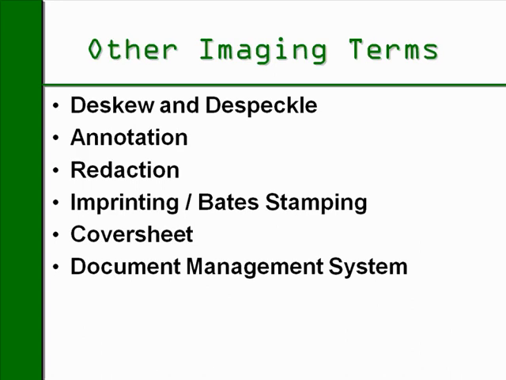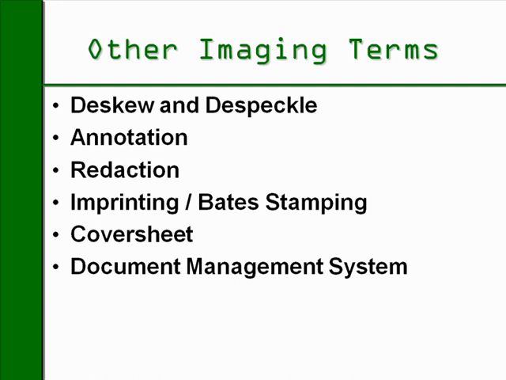Lastly, we'd just like to go through a few other imaging terms that will be used throughout the SimpleSoftware University. Deskew and despeckle are both image processing functions that clean up images from different problems that are commonly associated with scanning. Skew is when the page goes through the scanner just a little bit off center and there's a little bit of crookedness in the image. Deskewing will compensate for that. And despeckling will compensate for brightness or contrast settings that are a little bit off and cause noise or snow or speckles to show up in the background of the image.